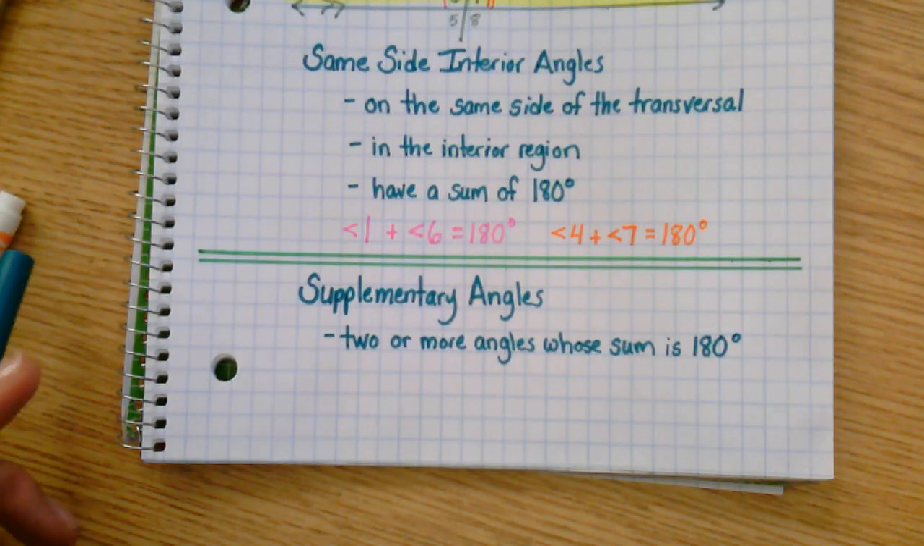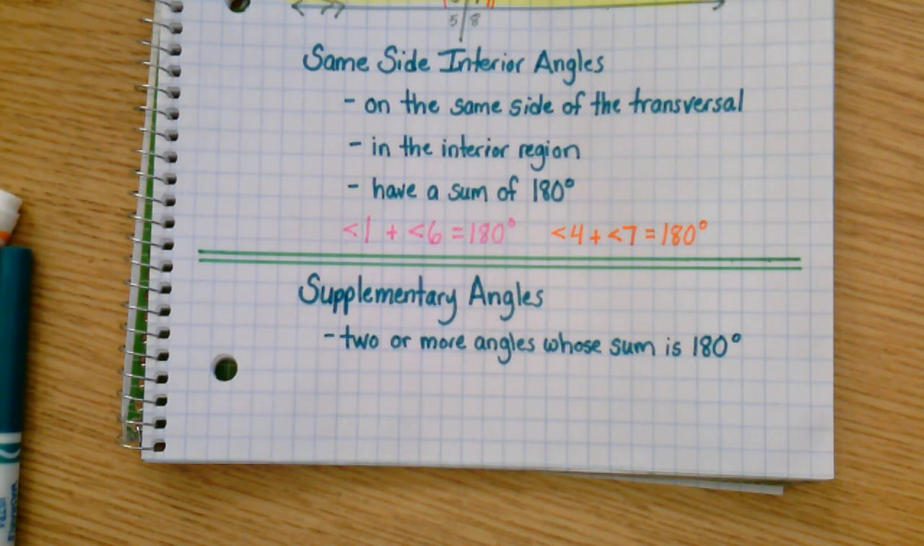For our next relationship, we are going to look at supplementary angles. Supplementary angles are 2 or more angles whose sum is 180 degrees. That means if we add the measure of each angle, if it equals 180 degrees, then those angles are supplementary.